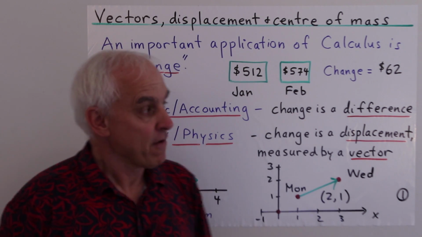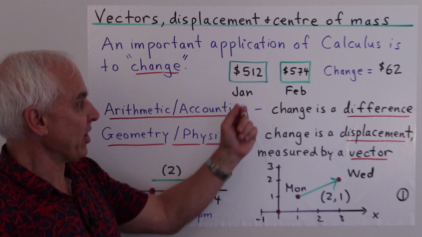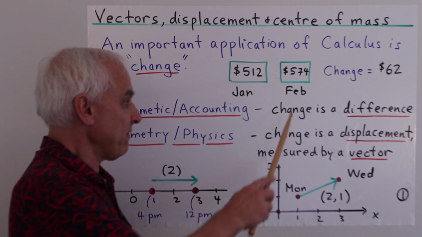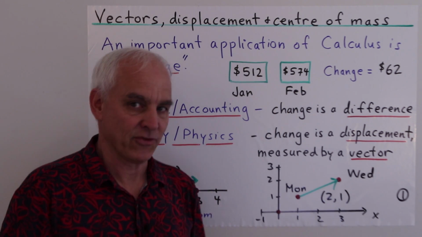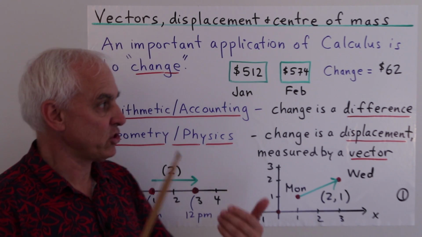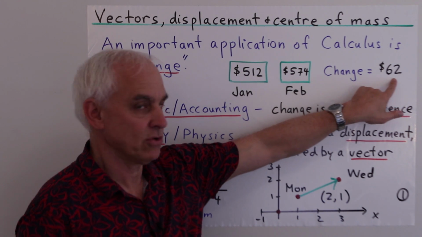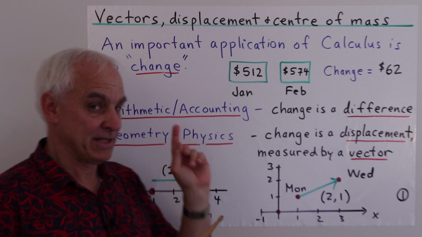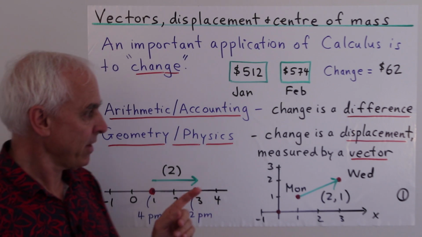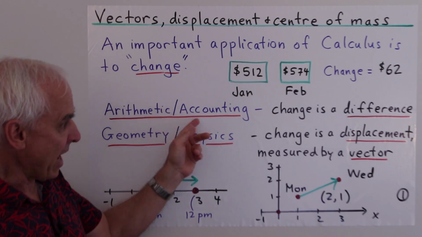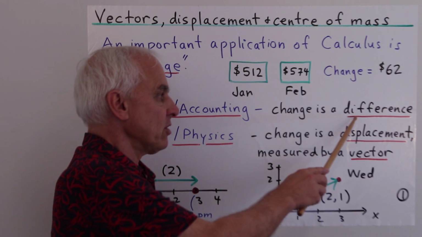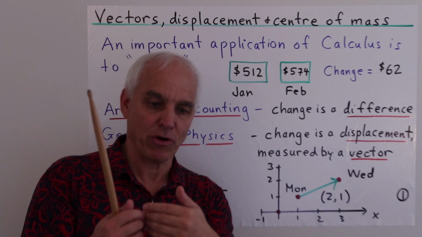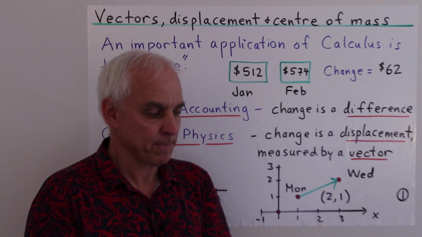change. For a very simple example, suppose that your bank account has $512 in it in January, and in February it has $574. Then in that month there has been a change of $62. That's a kind of change, but it's a relatively simple-minded kind of change. Now in arithmetic or accounting, this kind of change is usually a difference. We're subtracting two numbers to determine how much things have changed by.